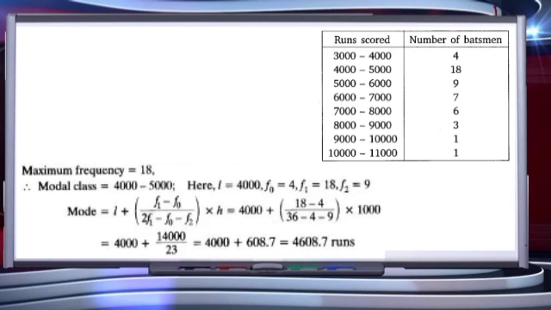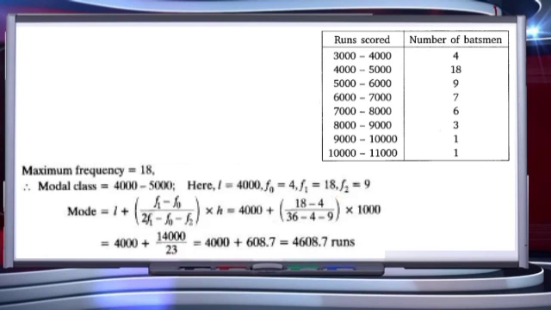f0 means the frequency of the previous class, that is 4. Next, f1 is the frequency of the modal class only, so here it is 18. f2 means the frequency of the class next to the modal class, so here it is 9.